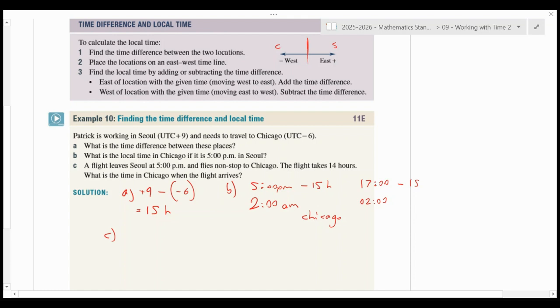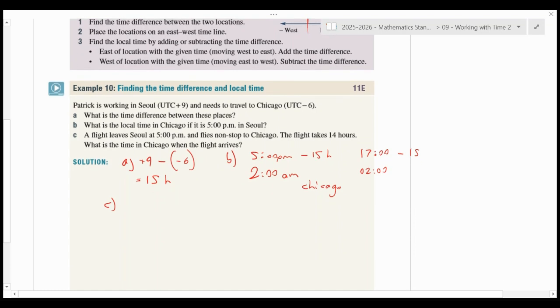Question C, a flight leaves Seoul at 5 p.m. and flies non-stop to Chicago. The flight takes 14 hours. What is the time in Chicago when the flight arrives?